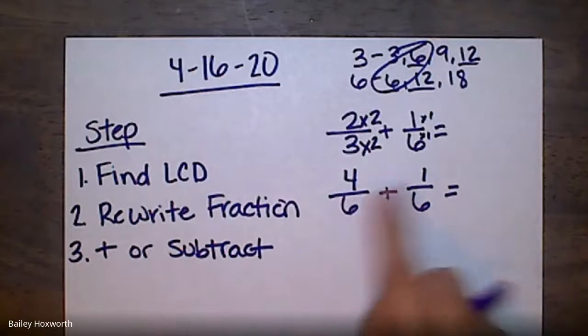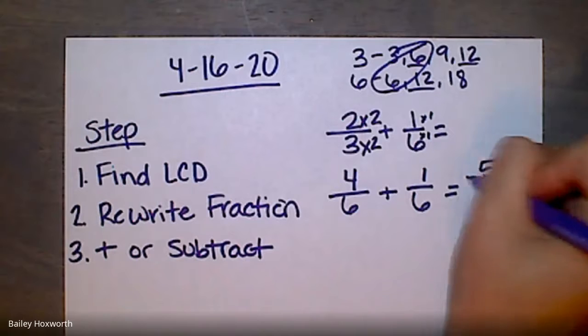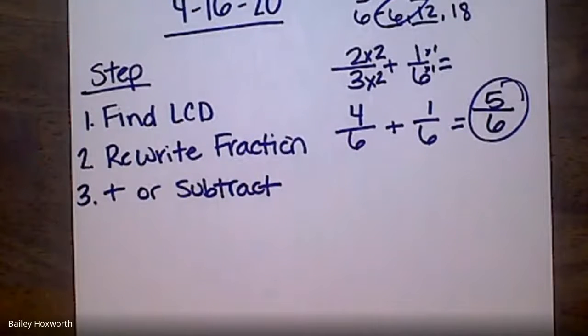So now I'll just add it straight across. 4 plus 1 is 5. Denominator stays the same. 5/6 is my answer. Let's try a different one. Let's do a little harder.